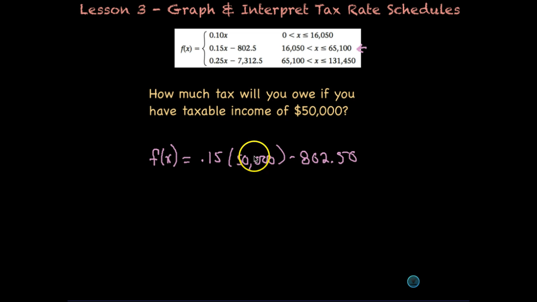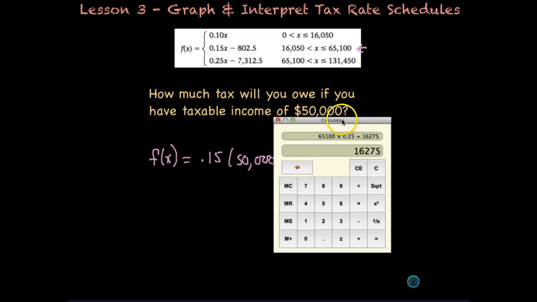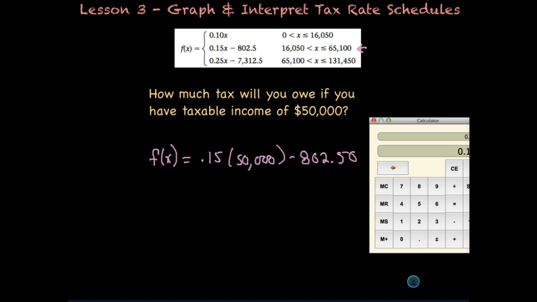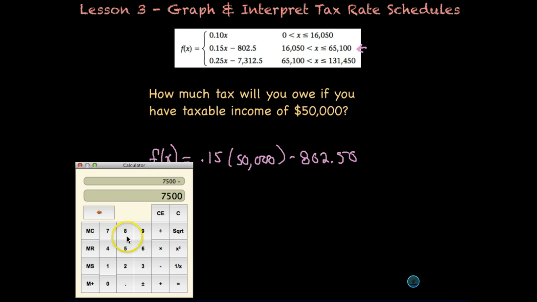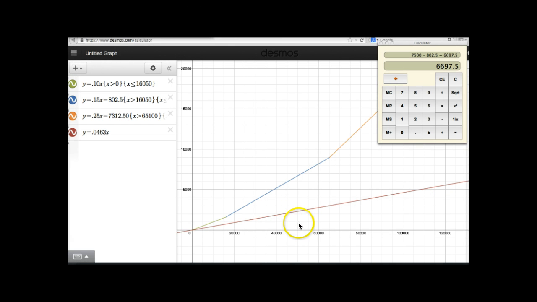Okay, so I plugged in my 50,000. All that's left is I just need to simplify. So I'll take 0.15, multiply that by 50,000, and get 7,500. And then I'm going to subtract 802.5 from that, and I'll get a tax of approximately 6697.50. So let's see how close we can get that on our graph. Remember that we said we have an income of 50,000, so that's right down here. If I follow that up, I can see approximately 6697.